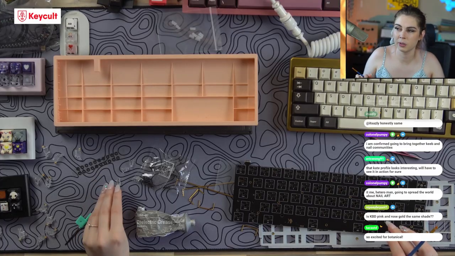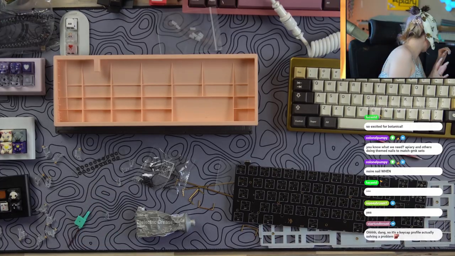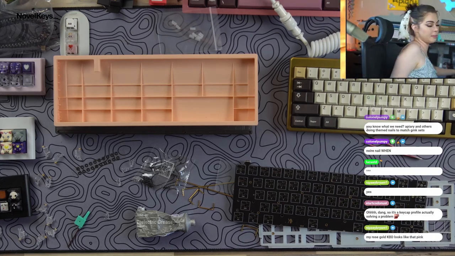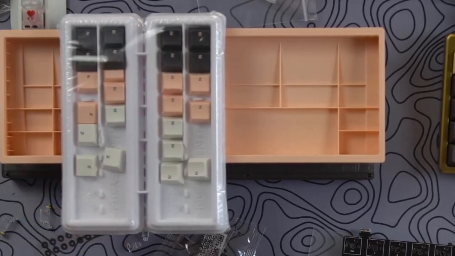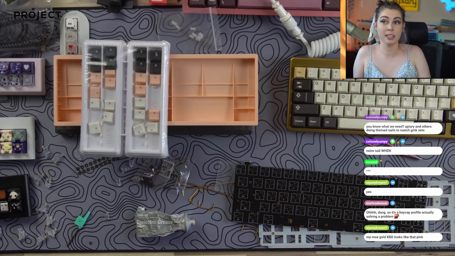Is KBD pink and rose gold the same shade? For color comparison, why don't I get out Olivia? Here is the KBD fans pink next to Olivia pink. It's pretty damn close. It's not the same, but it is really close.